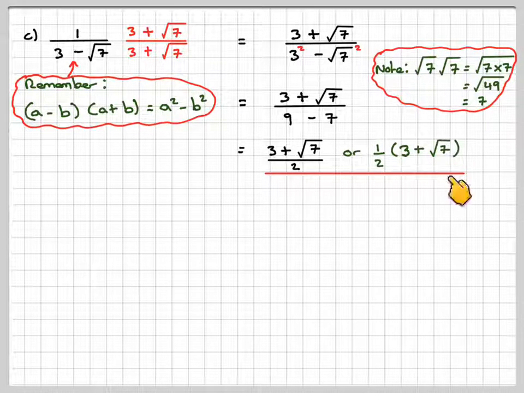Okay, so this has been a video to show you how to rationalise the denominator of a surd. I hope you've understood, and I thank you very much for watching.